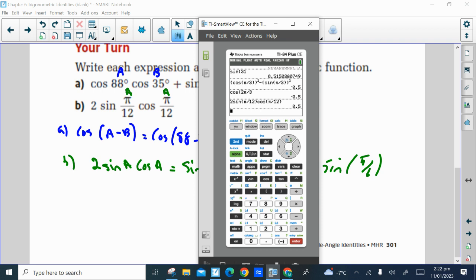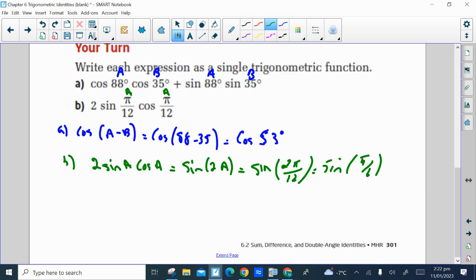Well, that should equal the sine of pi on 6. That's the simplified expression we got, and it does. So again, it just proves that that identity is valid. It works. So you can always check these on your calculator, always, to make sure the expression you get at the end is equivalent to what you started with.